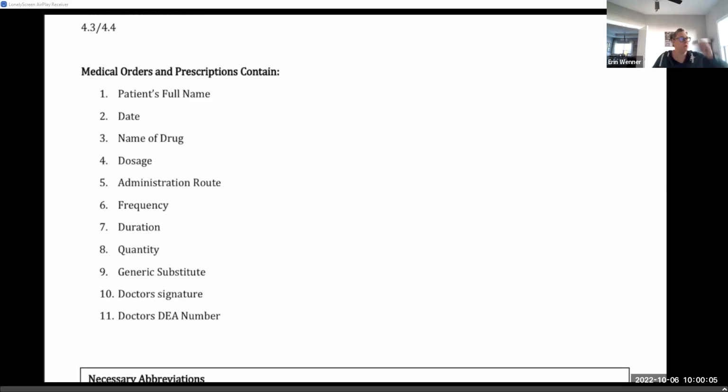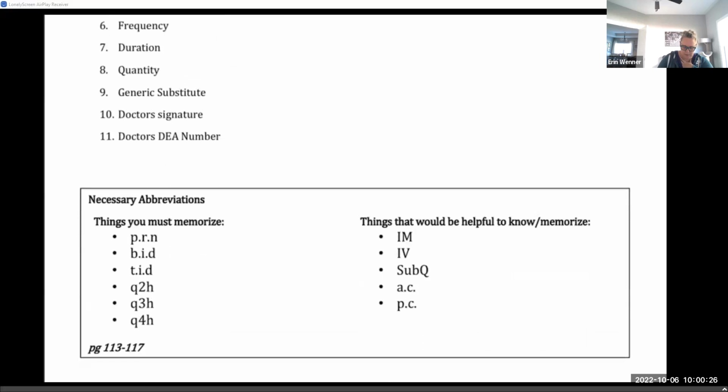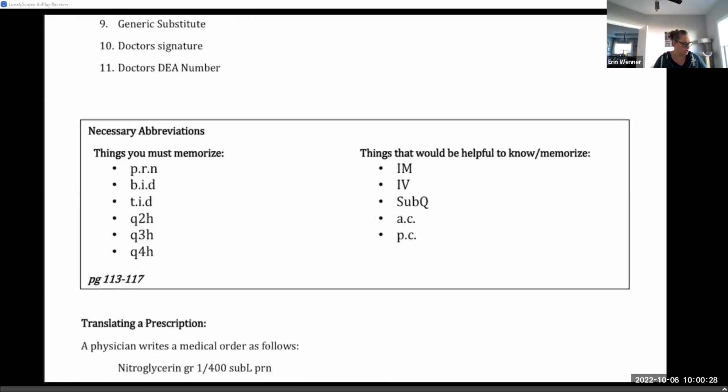We've got medical orders and prescriptions contain the following. You've got your patient's name, the date, the name of the drug, the dosage, the administration route, the frequency, the duration, the quantity, if there's a generic substitute, the doctor's signature, and then the doctor's DEA number. And then we've got some necessary abbreviations. So these are things you should memorize. PRN means as needed.